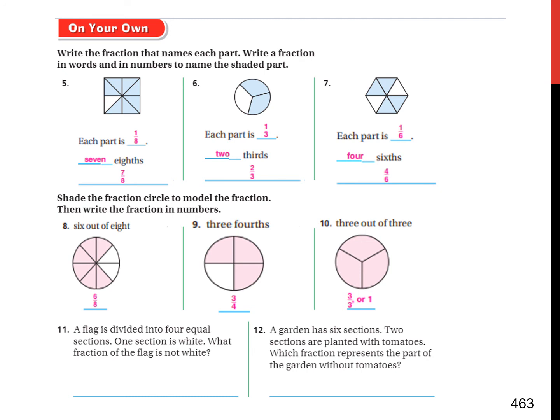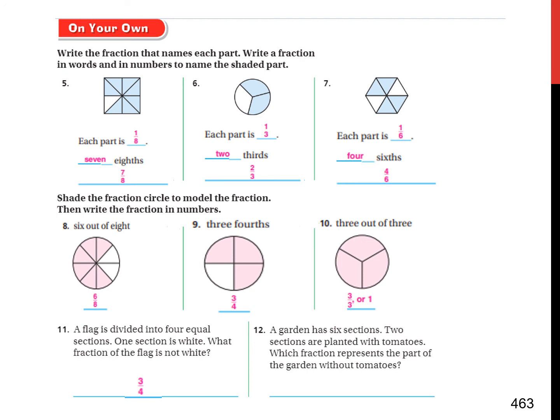Let's go to question 11. A flag is divided into 4 equal sections. One section is white. What fraction of the flag is not white? So, the flag is divided into 4 equal parts. I have 1 out of 4 is white. And yes, 3 out of 4 is not white.